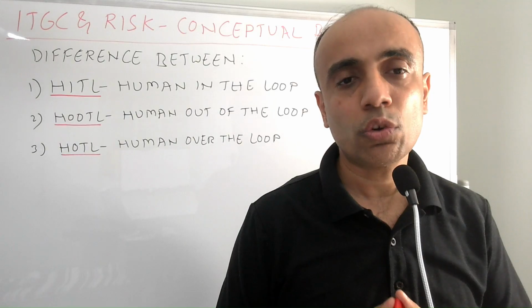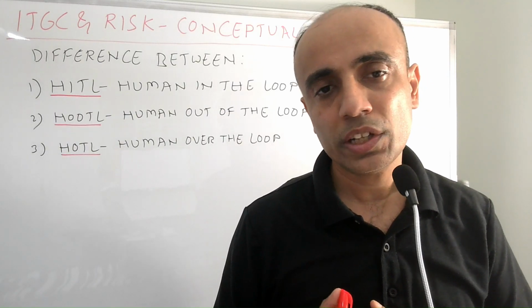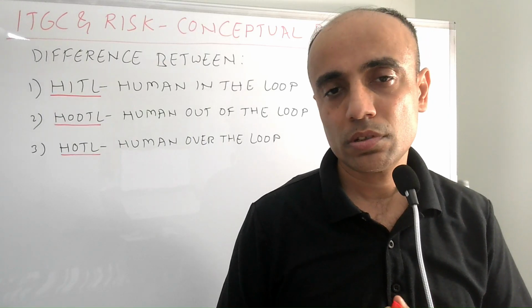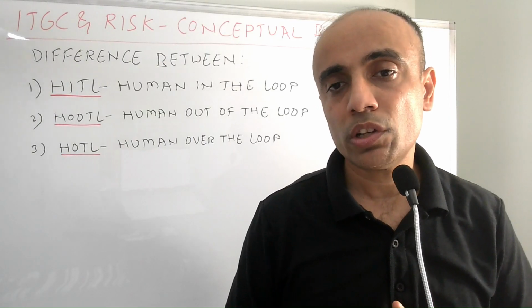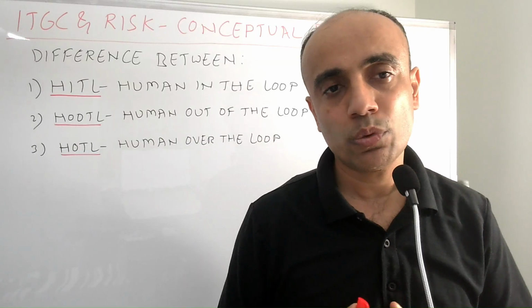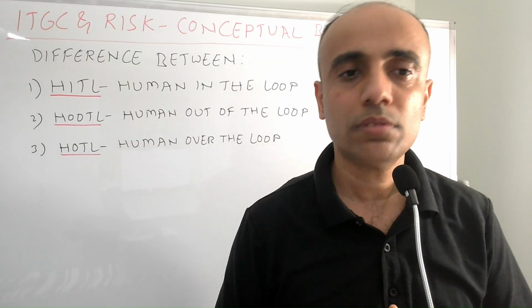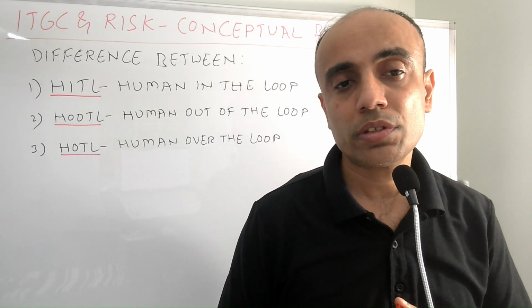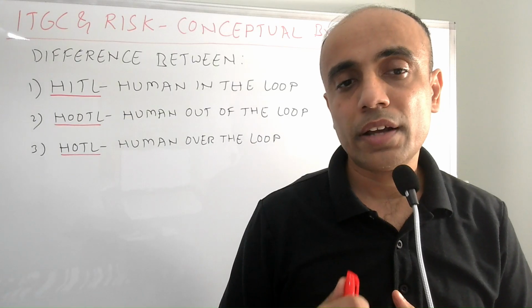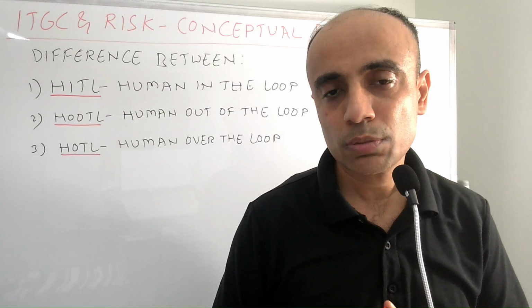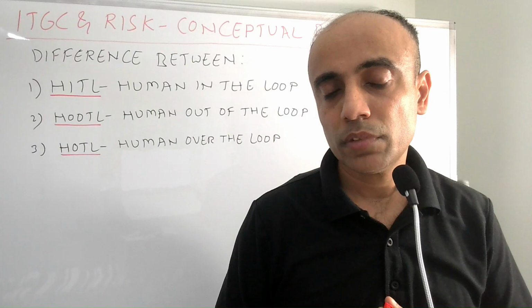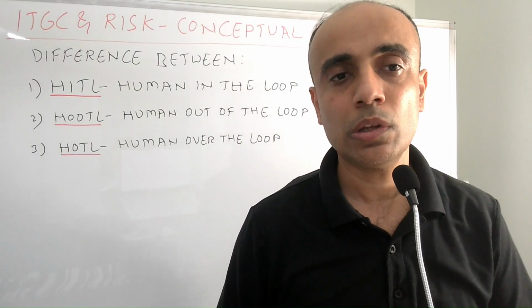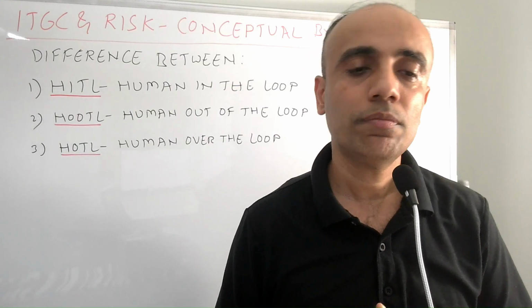Next is human out of the loop or HOOTL. This means the system is completely autonomous without any human intervention during execution. That's what human out of the loop means. A few examples. The first one is the algorithm executing thousands of stock trades per second. That's actually being done these days, and this is without any human approval. So this is where human is out of the loop.